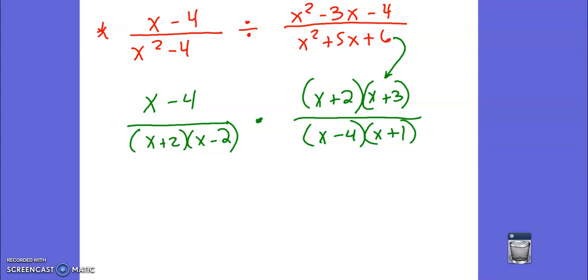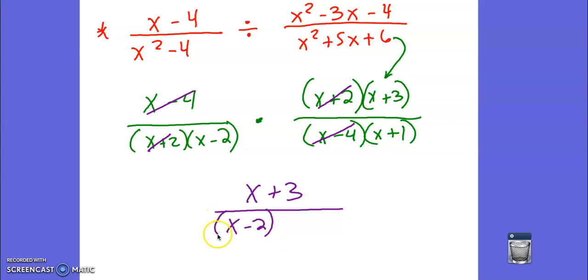And then after that, you can simplify any expression. So the x minus 4 is crossed out, the x plus 2 is crossed out, and that is it. So the only thing that remains is x plus 3 on the top, and then you have x minus 2 and x plus 1 in the denominator.